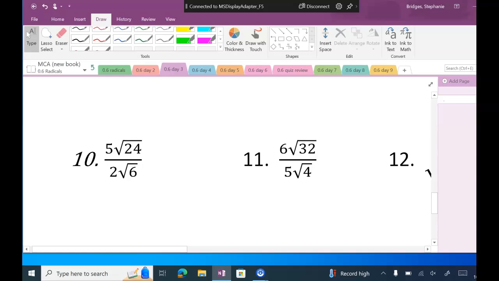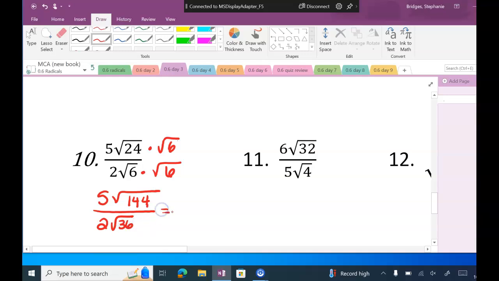What would I need to get rid of in number 10? And then I'll do the square root of 6. So if I multiply the top and the bottom, maybe, by the square root of 6, at the top, that's going to be 5 times the square root of what, 144? Okay, and at the bottom, it would be 2 times the square root of 36.